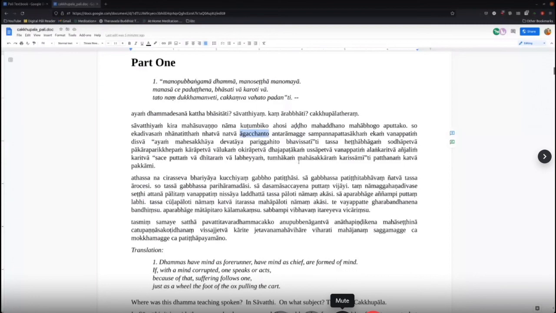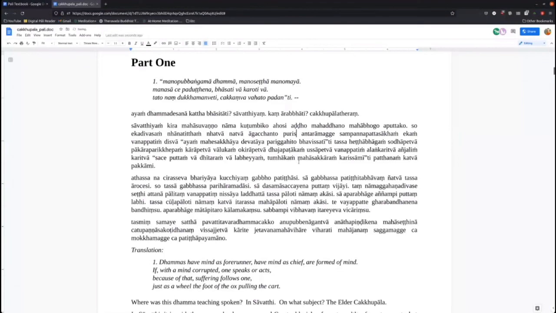It's a participle, so it's actually an adjective. So literally, this is the person, puriso, the agachanto puriso. So you would say something like this: the coming man, or more understandably, the man coming saw. Which man? The man coming. So it's a way of specifying something. It's literally an adjective. But here it's trying to specify that that's the time when it was seen, the time of coming.